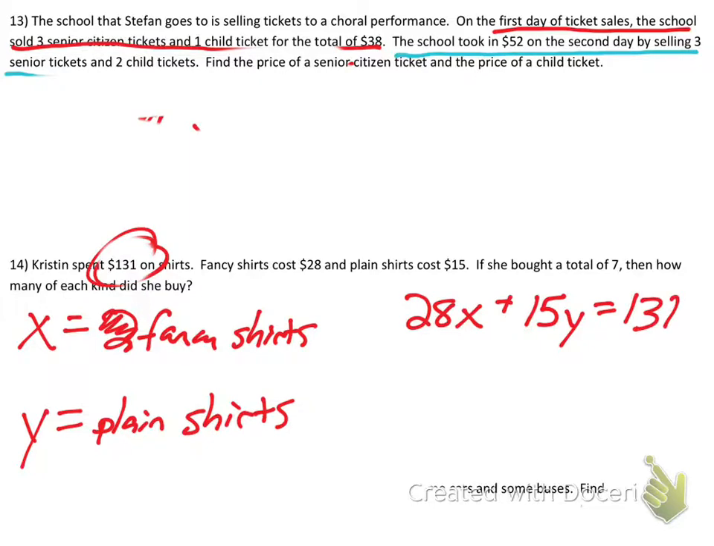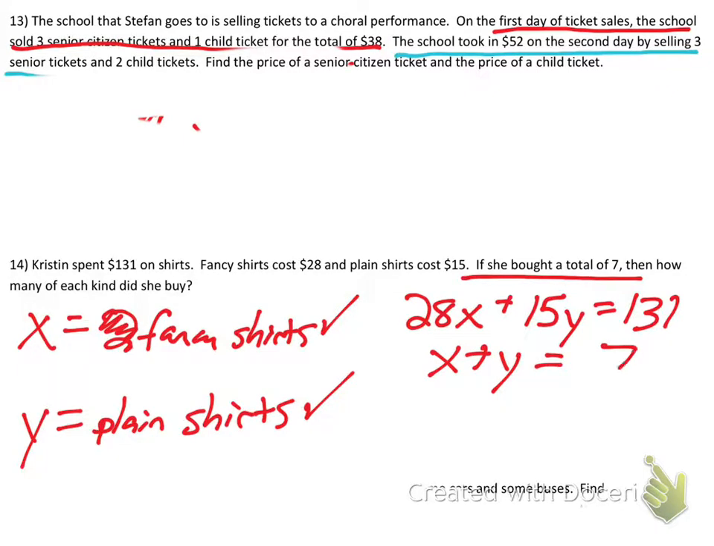Now the second equation is a little bit tricky, so just remember it always is going to give you more information. If she bought a total of 7, well, we don't know how many fancy shirts or how many plain shirts, but we do know that when you add them together, they equal 7. Then from there, you have your 2 equations, and you can solve using substitution or elimination, your choice. I'd probably say substitution looks easier, but that's up to you.